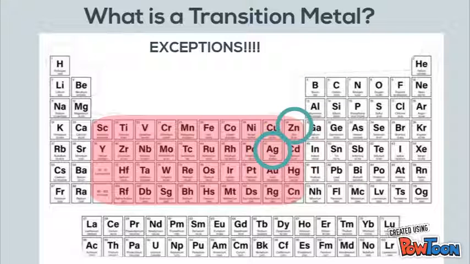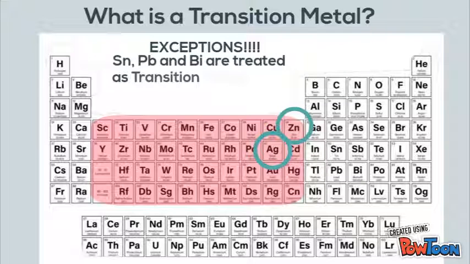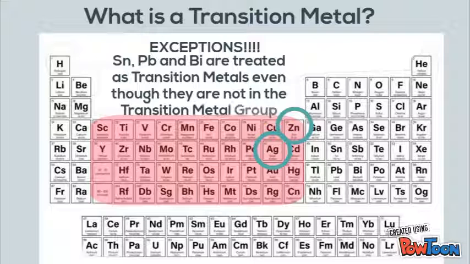The next exception is that tin, lead, and bismuth are treated as transition metals even though they're not actually in the transition metals group. So Sn, Pb, and Bi will all follow transition metal naming rules even though technically they're not transition metals.